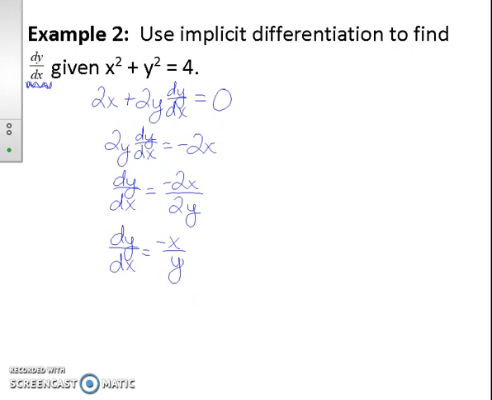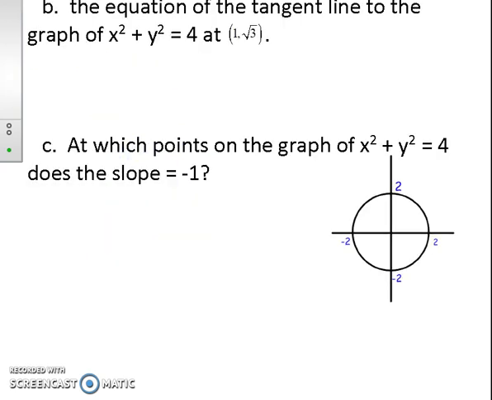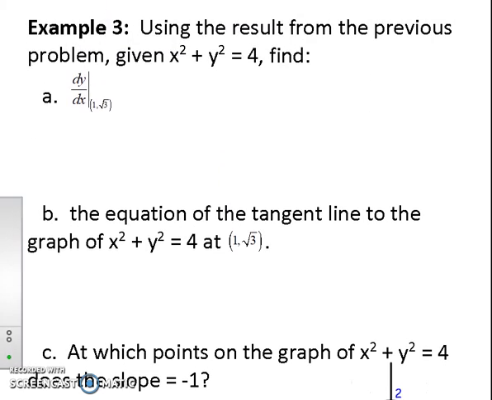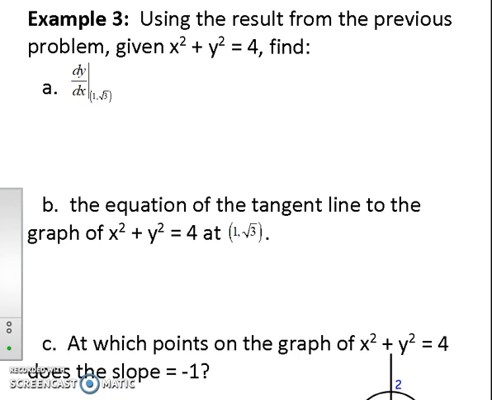It is perfectly acceptable, though, to write dy dx as negative x over y in terms of both x and y variables there. So we can use implicit differentiation to do things with functions and equations, just like we have been using trig derivatives and the chain rule and product rule and quotient rule and all the other derivative rules that we've learned up to this point. For example, we're using what we got back there in example 2 with x squared plus y squared equals 4 to find these various things.